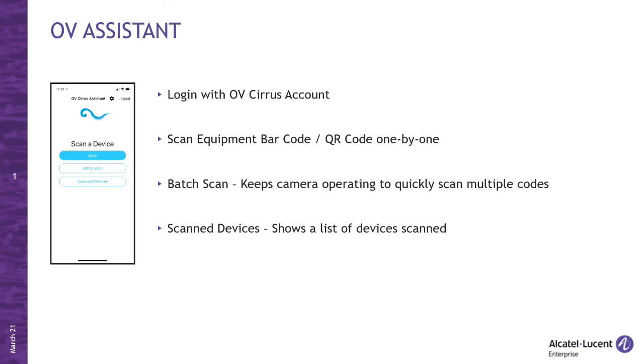You can scan equipment one by one, meaning the scanning mode will be turned off after detecting a barcode or QR code. Batch scan means that the scanning mode, and therefore the camera, stays on and active until the user finishes the scan mode. This just makes it a little easier to scan multiple objects at once without having to keep pressing scan for each one. Scan devices should show a list of the scanned devices.